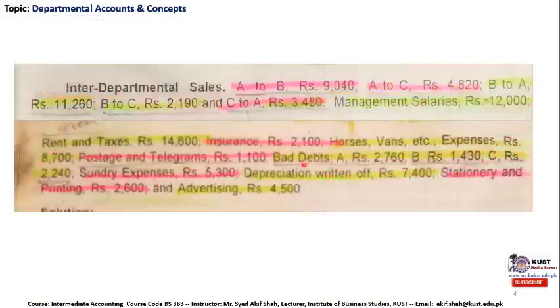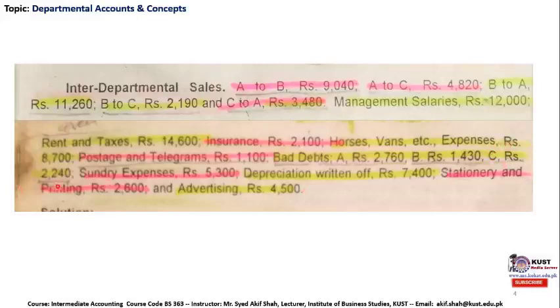Bad debts are already clear: Department A's bad debts are 2,760, Department B's bad debts are 1,430, and Department C's bad debts are 2,240. Now what are bad debts?